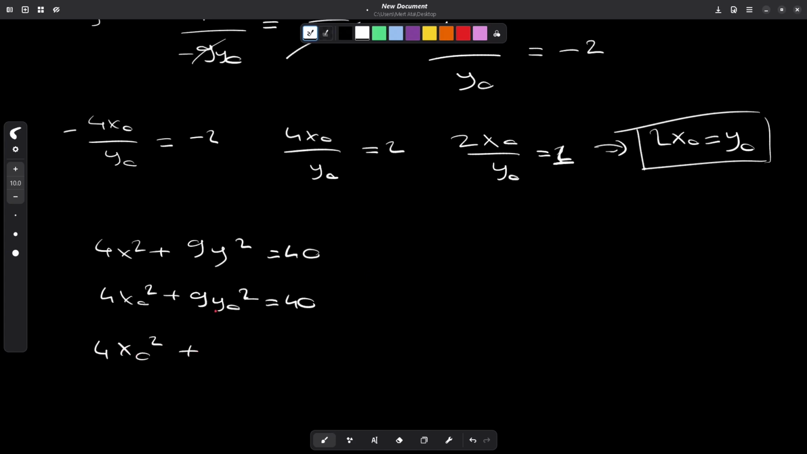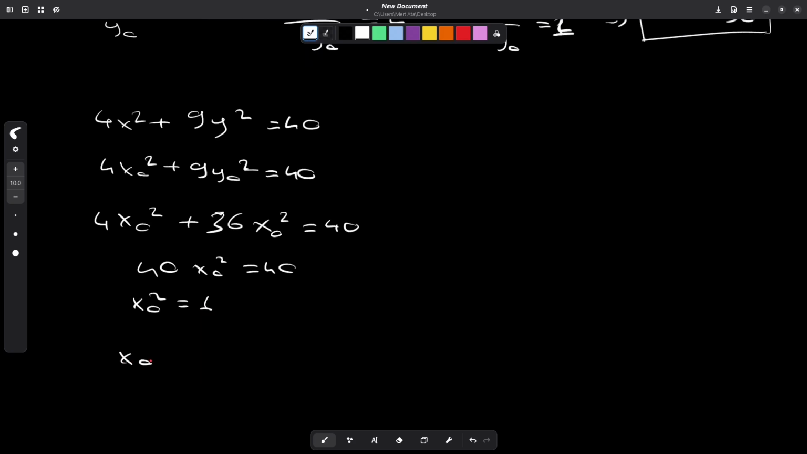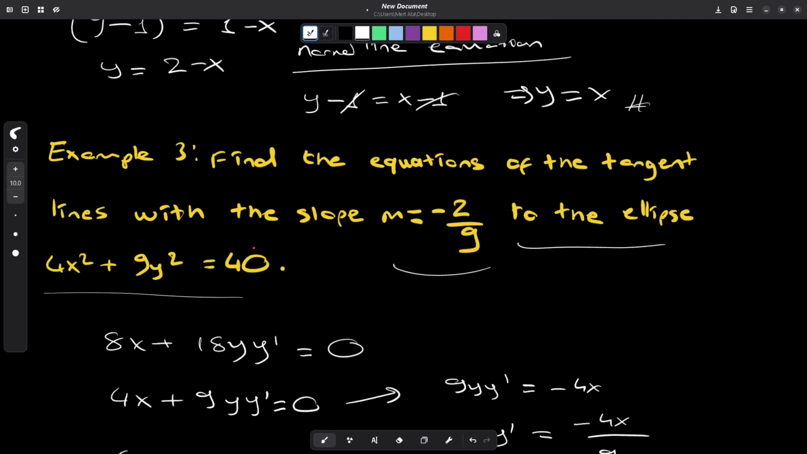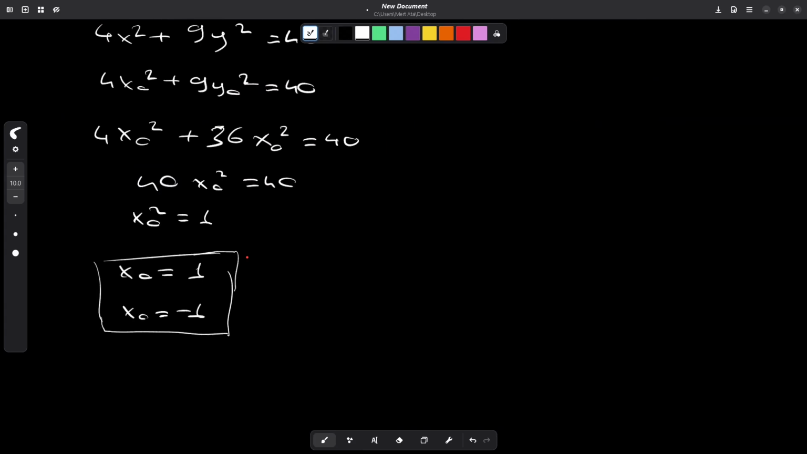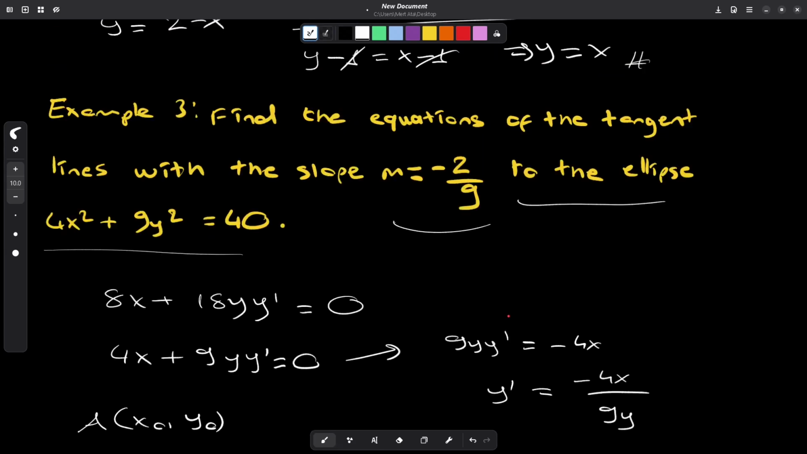4x0 squared plus 9 multiplied with 4x0 squared is equal to 40, which is equal to 40x0 squared is equal to 40. X0 squared is equal to 1. X0 is equal to 1, or x0 is equal to negative 1. It probably asked for the lines, that's why we found two values. Find the equations of the tangent lines. Okay, we will not think about the normal lines in this problem.